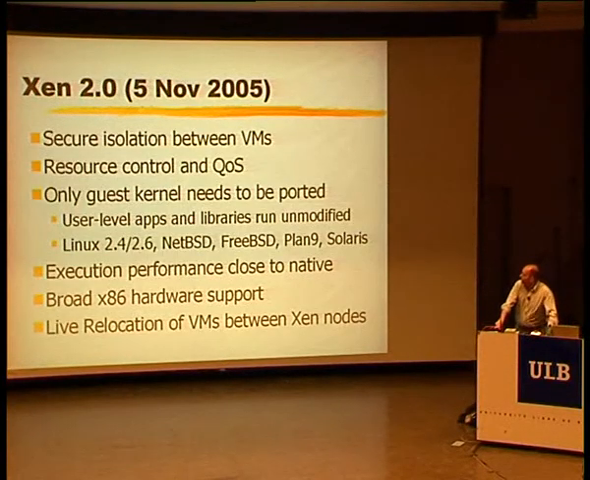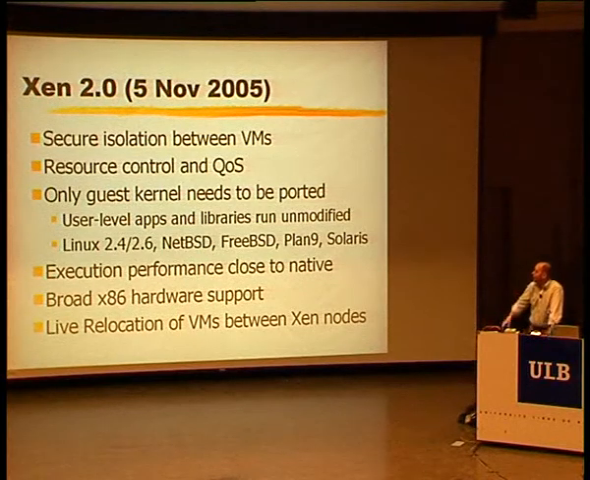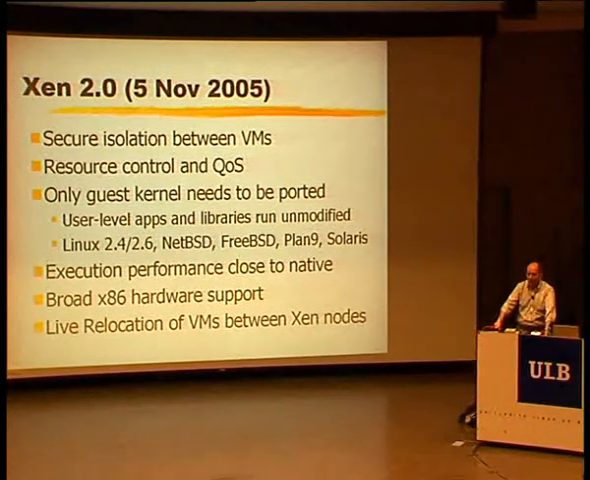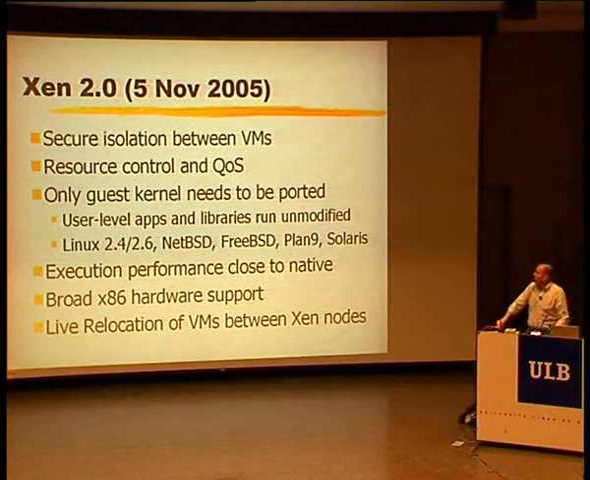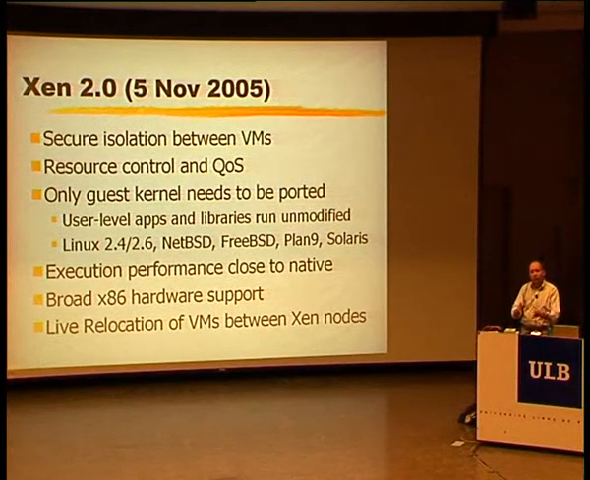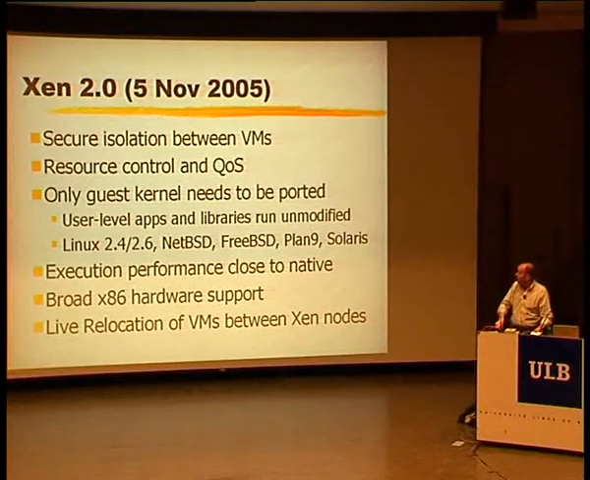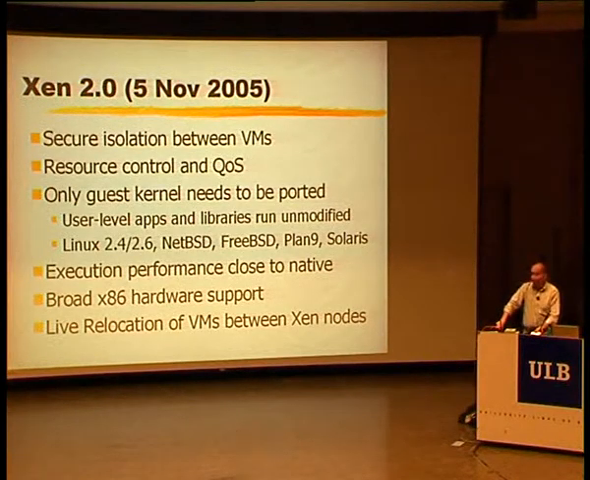So if we look at Xen 2.0, which came out in November 2004, we have secure isolation between virtual machines. We don't trust each of the virtual machines. We assume that they're malicious, that they've been taken over, and we can't trust what they're telling us to do, so we need to enforce protection between them. We also have quite good control over the resources consumed by each virtual machine. We can bound the amount of memory it has, the amount of CPU time, and also the amount of network bandwidth and I/O bandwidth they can consume.